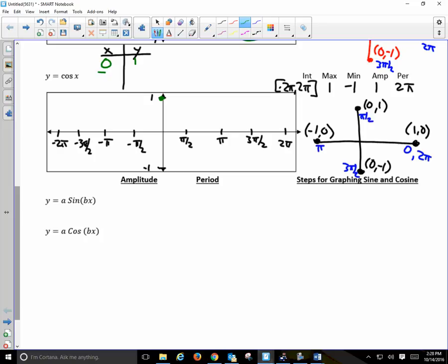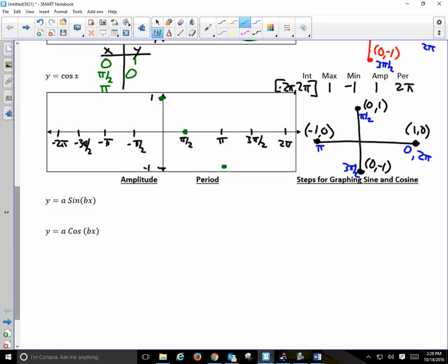Now I'll plug in pi over 2. I'm going to take the cosine of pi over 2. Cosine is the x value, so cosine of pi over 2 is 0. Now I'll take the cosine of pi. Again, cosine is the x value, so the cosine of pi is -1.